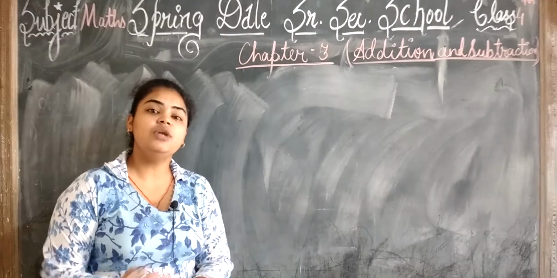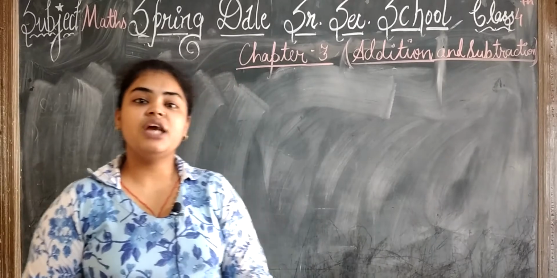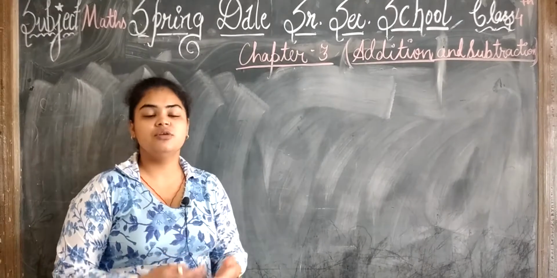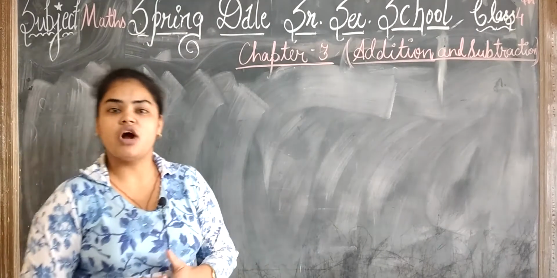You all know what is addition and what is subtraction. When we are adding 2 numbers or more than 2 numbers, it is called addition, and if we are subtracting 2 or more numbers, that can be 4, 5 and many, that is called subtraction.